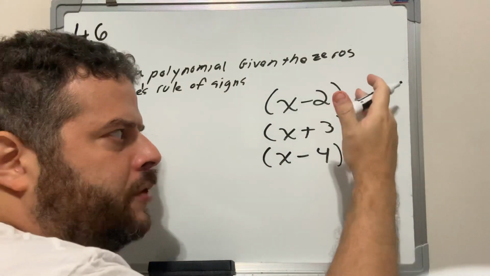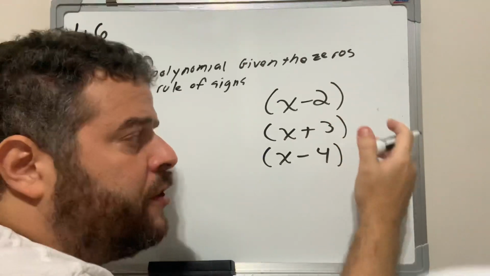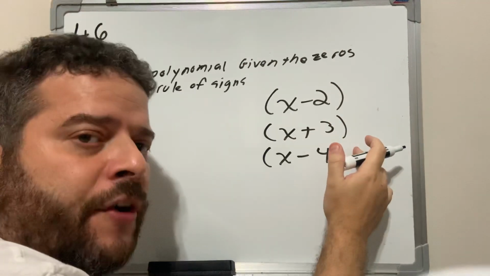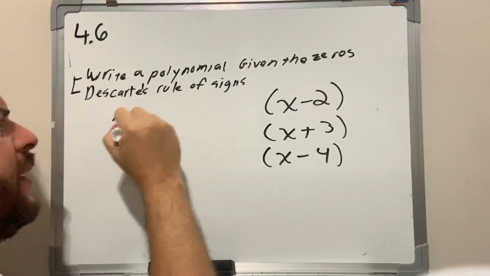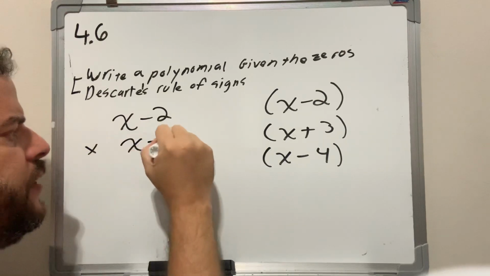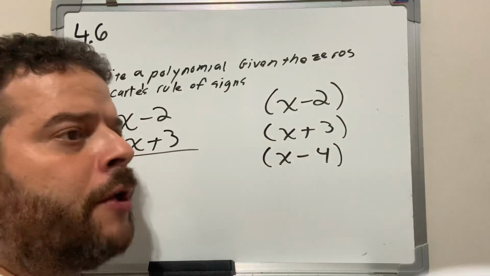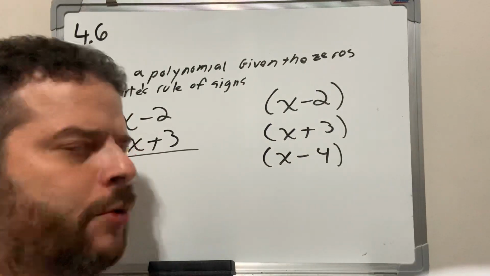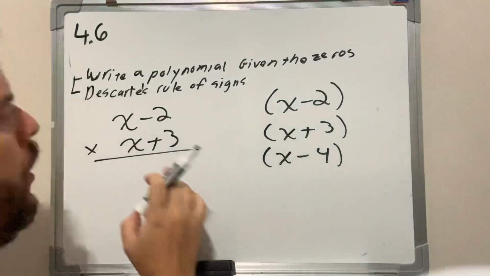Relax. We multiply the first times the second, and then the answer is multiplied by the third. The order doesn't matter, so let's try the first two: x minus 2 times x plus 3. Since these are binomials, you can do FOIL, but remember, just don't do FOIL. Do top to bottom multiplication. It's always going to help you.